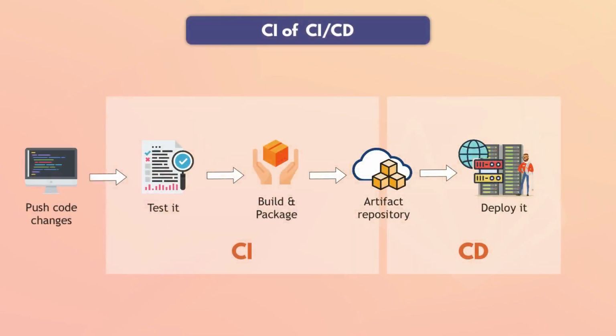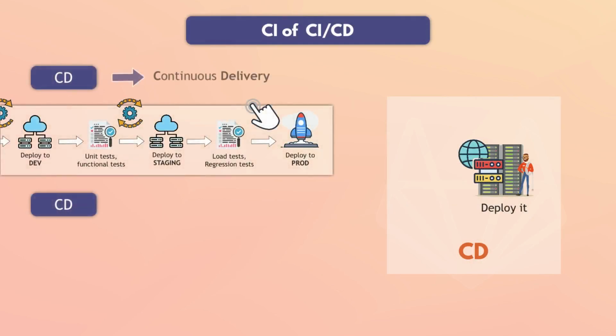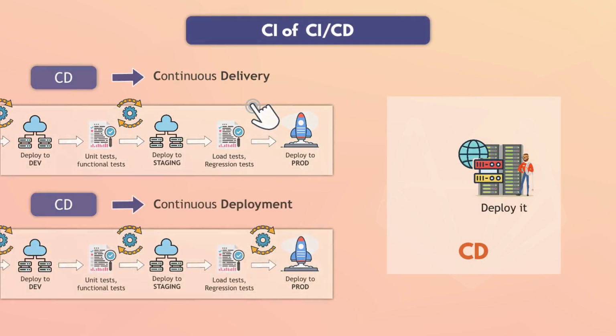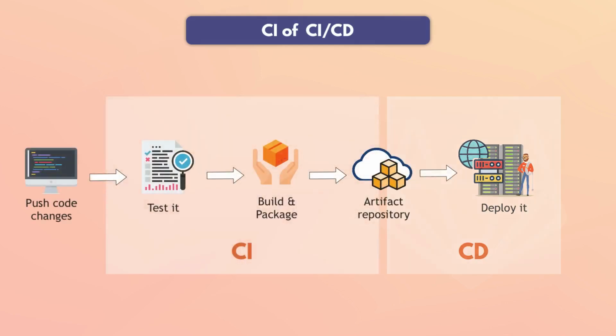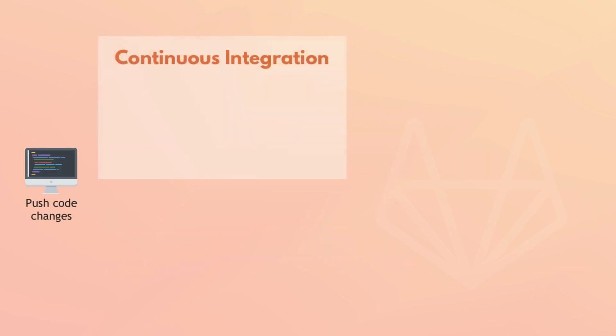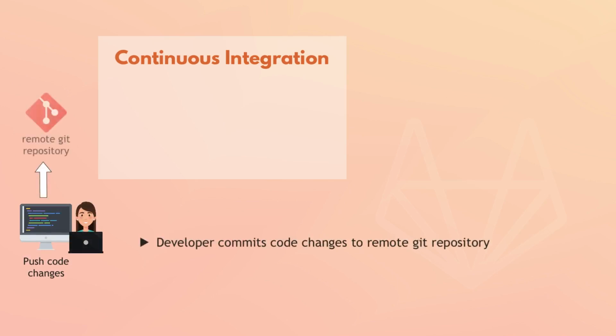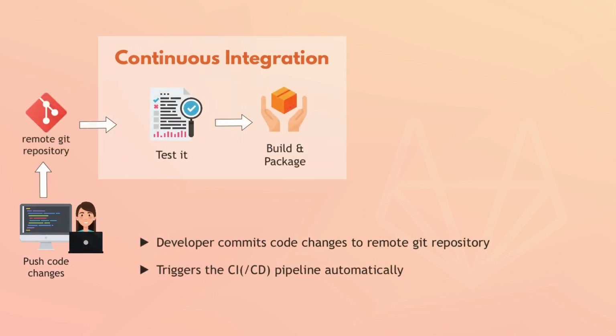Okay, so we saw the CD part of the CI/CD concept, which is either continuous delivery or continuous deployment. Now, what about the CI or continuous integration part? What is that about? For that, let's zoom in on the side where the pipeline actually starts. When a developer commits their code changes to a Git repository, that triggers the pipeline.